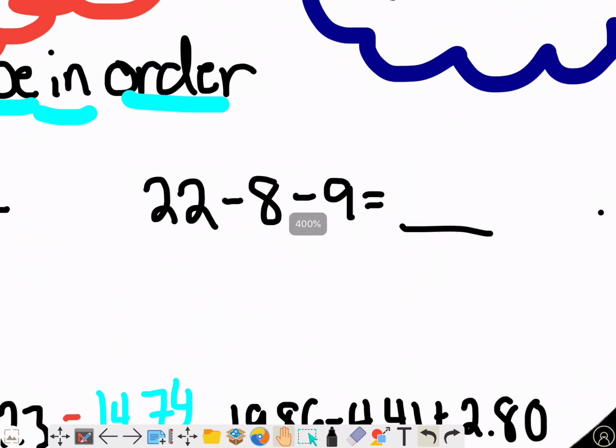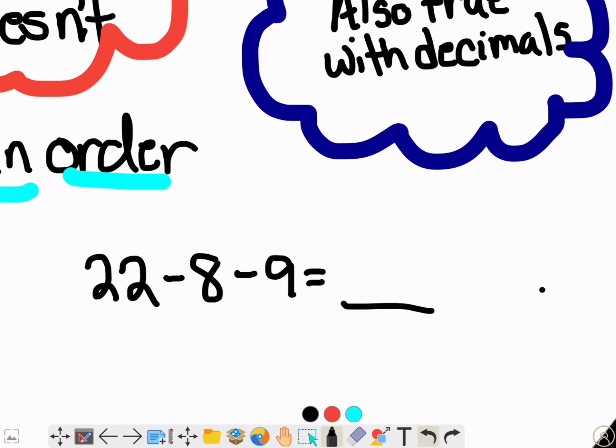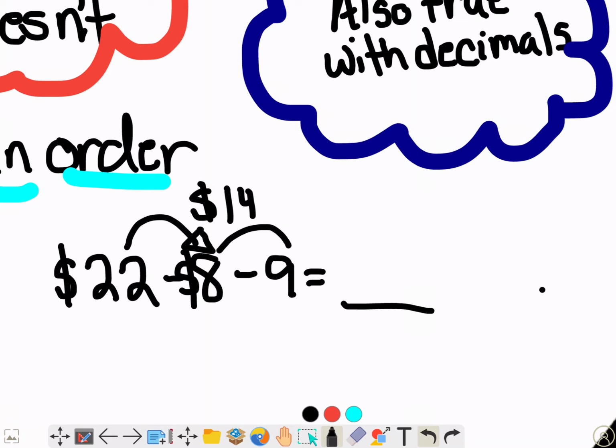Let's say I'm going to a store and I have $22 in my pocket and I spend $8. That means now I only have $14 left. And then with my 14, I spend $9 more. That means that I only have $5 remaining.